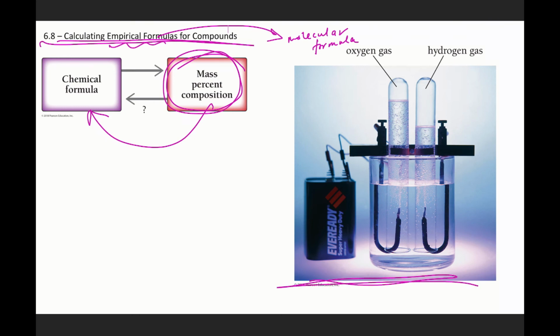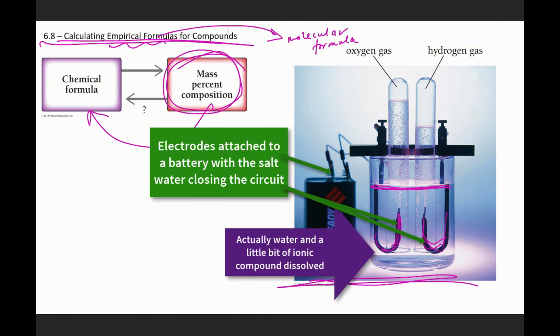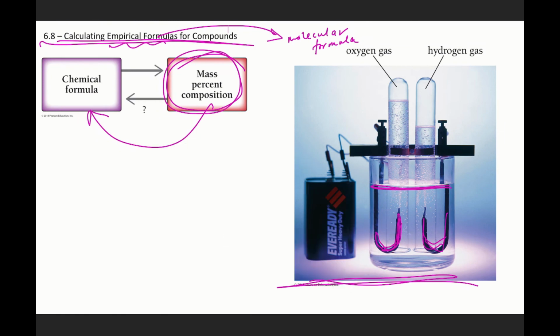So here, this is a picture of the decomposition of water, where basically we have some water and we are running an electrical current through it. Note that this is not pure water. Going back to things we've talked about before, pure water does not have a lot of conductivity. So there are ions in here to facilitate the conductivity. And then we are decomposing the water as we run that electric current through it, which means we're producing two different gases.